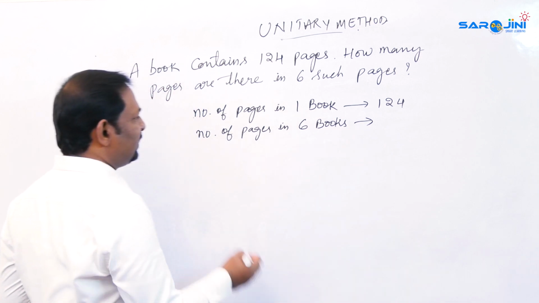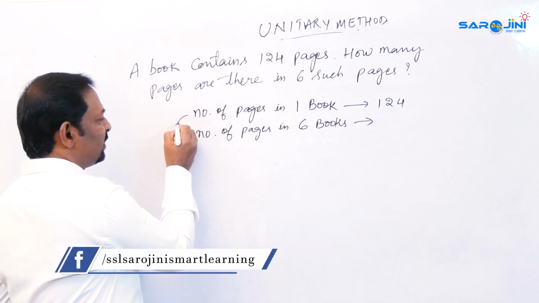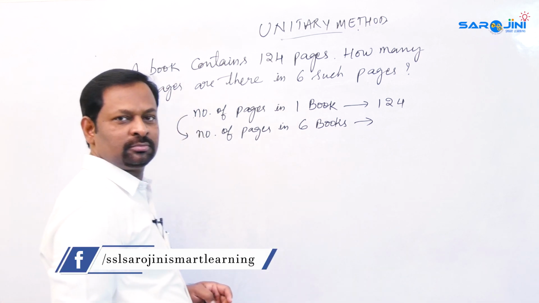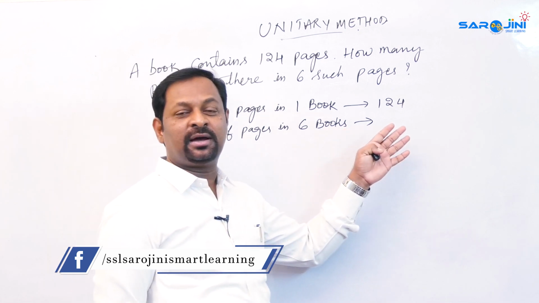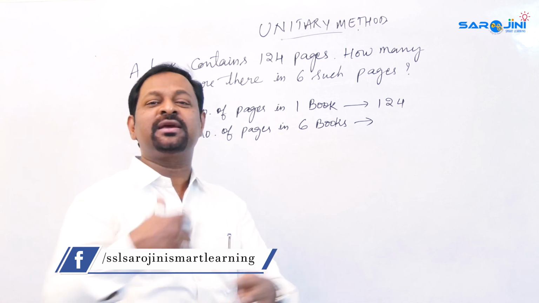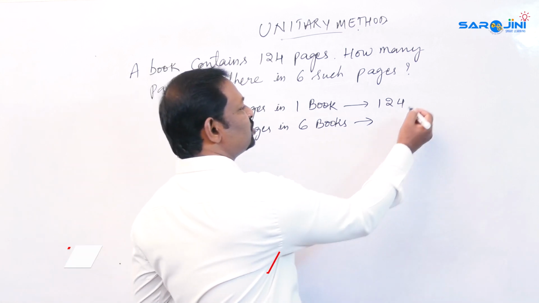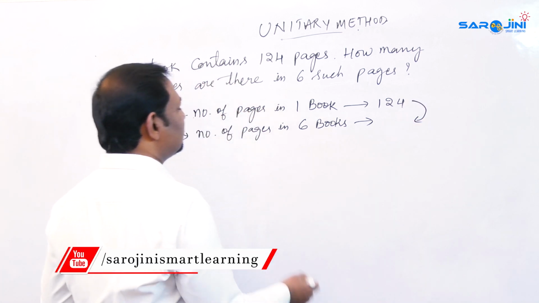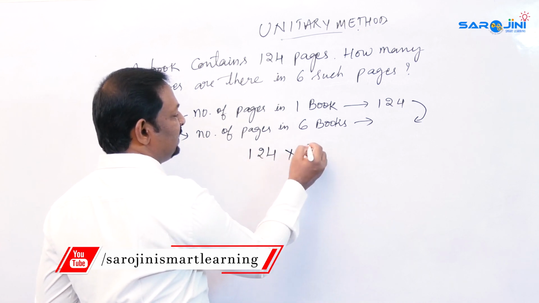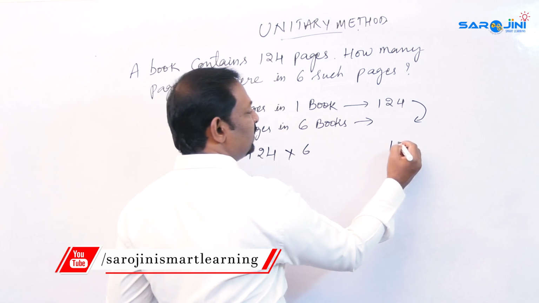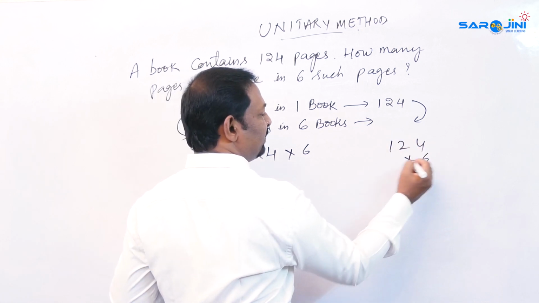So here what is happening? One book is becoming 6 books. That means the number of pages compared to one book will definitely increase when we go for 6. When both sides are increasing, we are going to multiply. So 124 is multiplied by 6.